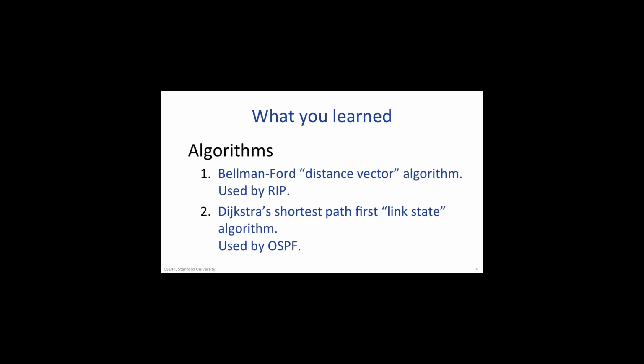We saw examples of the so-called counting to infinity problem, in which bad news travels slowly, and methods such as poison reverse to try and overcome it. Today, RIP is rarely used and has mostly been replaced by OSPF and an algorithm called ISIS.